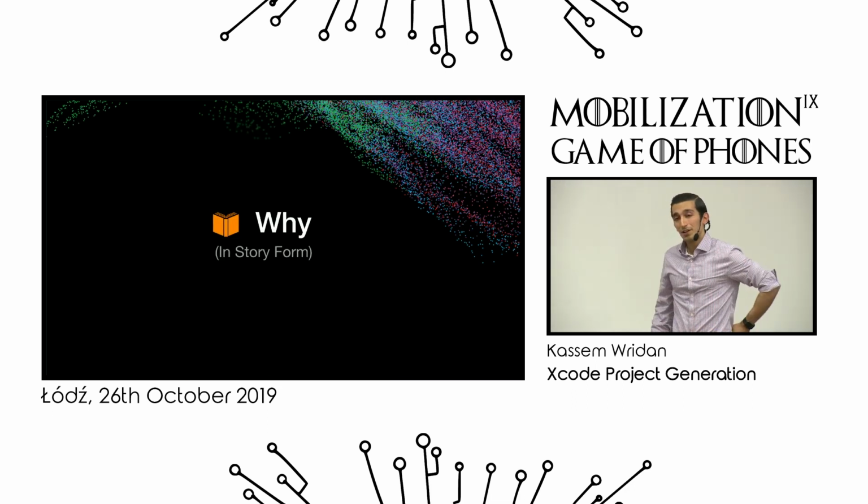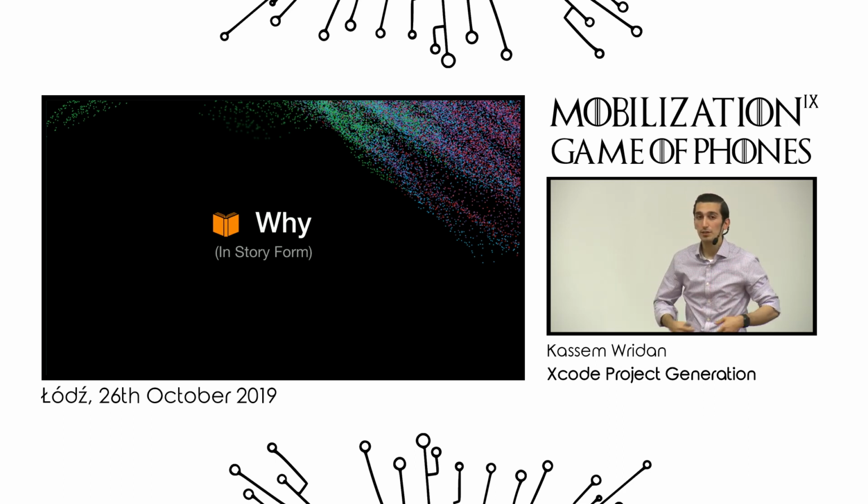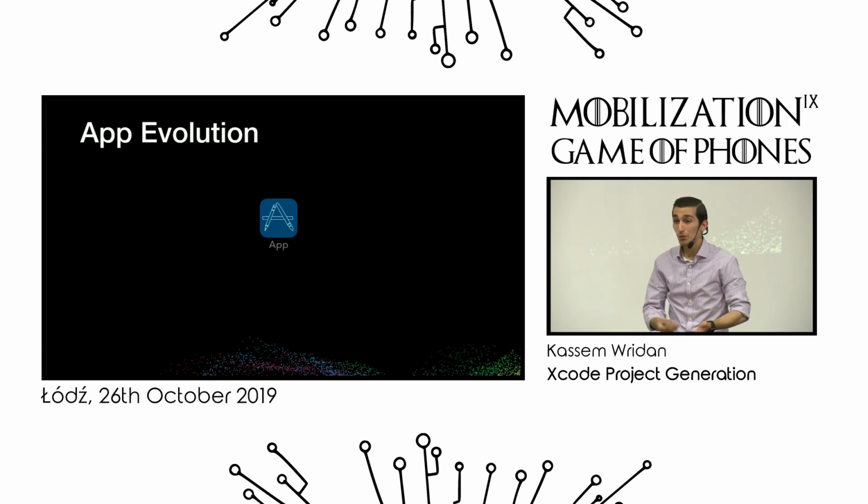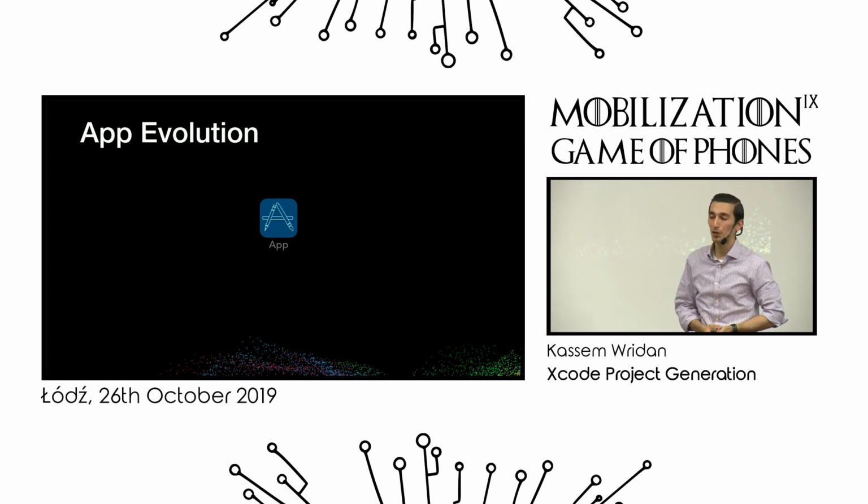All right, that was a quick overview of project generation, but really, what are the pain points of managing a large project in Xcode? And let's do that in slightly dramatized story form. The story starts with you as a developer in a team. At this point, the team is really small. You're working on an app. It's originally named App.